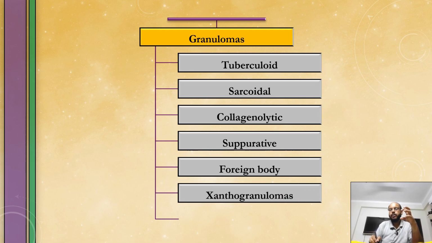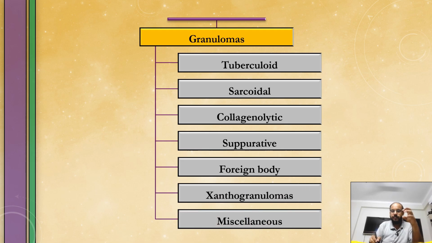So the granulomatous tissue reaction pattern is made up of granulomas. Okay, now, what are the different types of granulomas? So, pathologically, they have been divided into these categories, which is tuberculoid, sarcoidal, collagenolytic, suppurative, foreign body, xanthogranulomas, and miscellaneous, which have features going to different categories, but you're not able to put them into one separate category. Okay, so let's discuss each type of granuloma separately, and let's start our discussion with the tuberculoid granuloma.